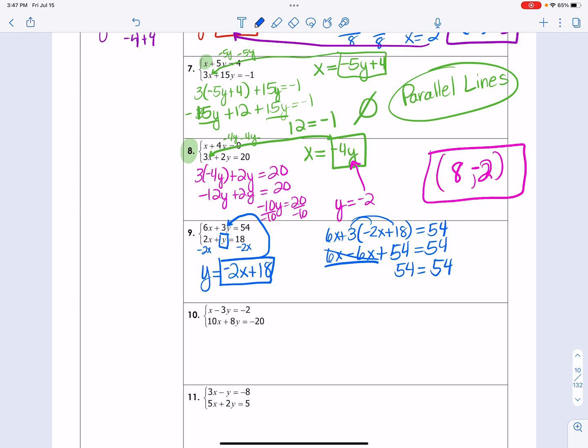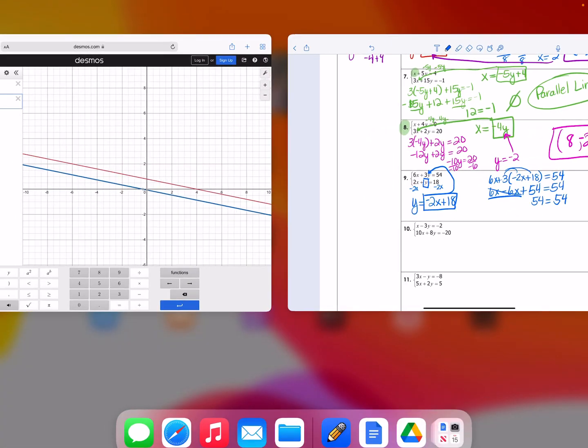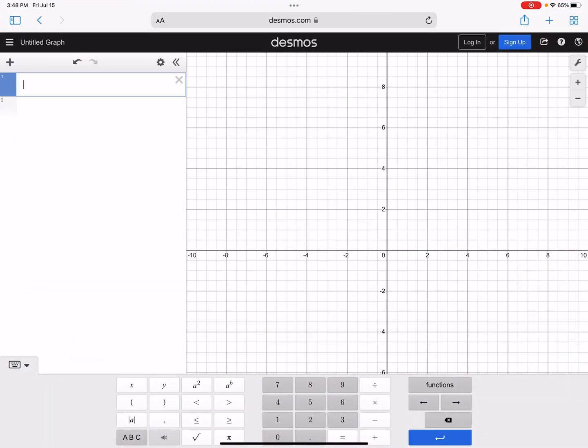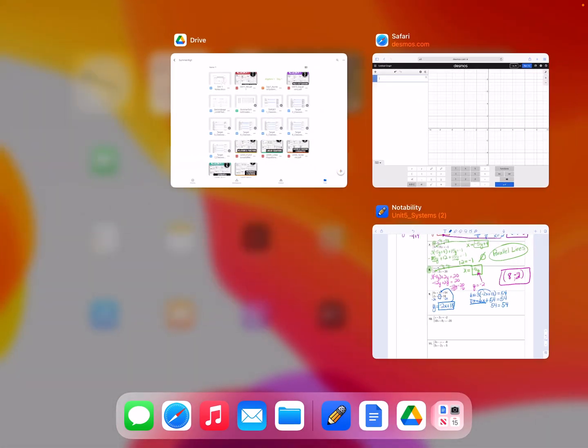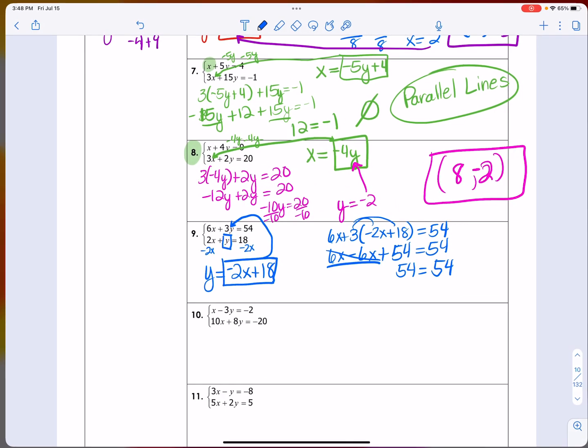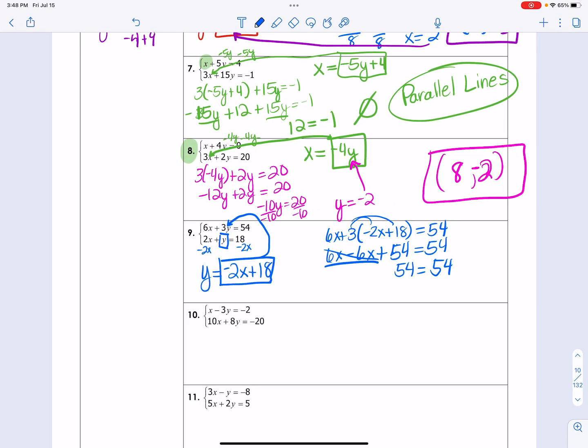So let's go back to Desmos on this one, because I think that is going to be helpful so you can see what's going on. I'm going to delete these. And again, please don't use Desmos to just do these problems. I'm teaching you how to check. I'm okay if you decide to type these in and check, but you've got to be able to do the math.